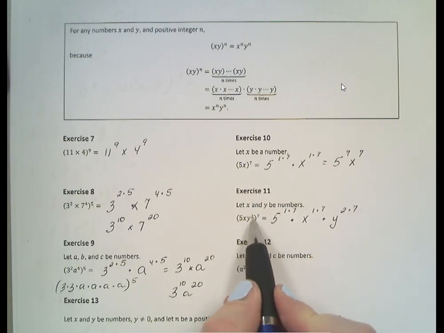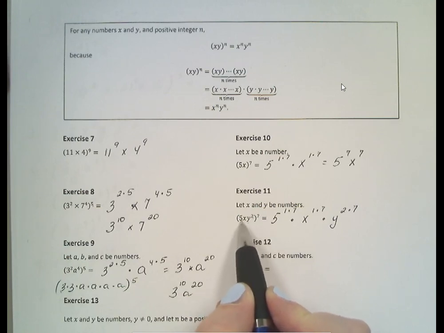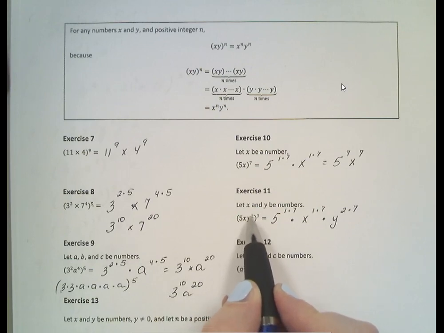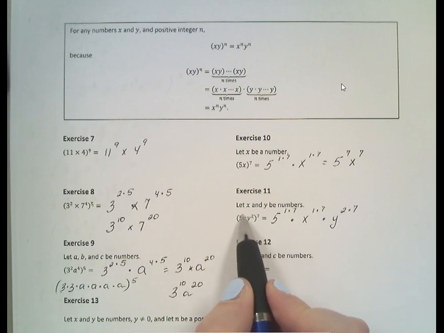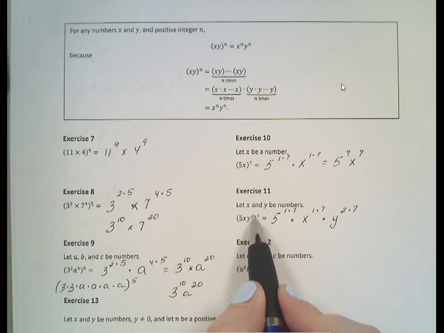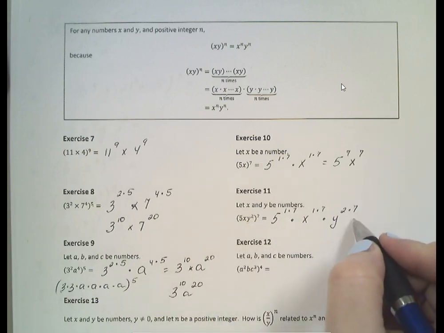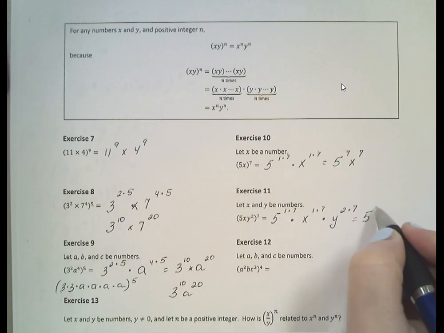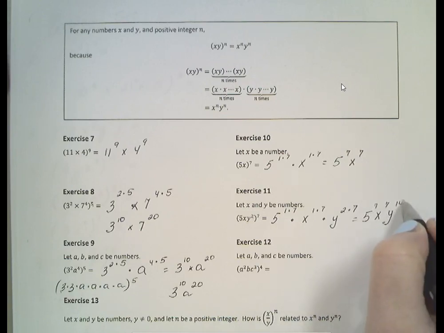Notice that the second power is only applied to the y. 5 and x are not related to that because they're not taken in parentheses together with the y. Because there is no parenthesis surrounding just this part, the 2 relates only to the y. Okay, so here I will get 5 to the 7th, x to the 7th, y to the 14th.